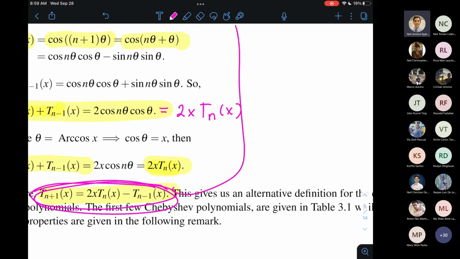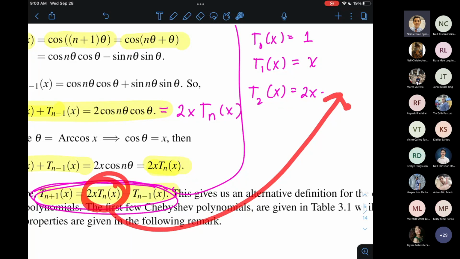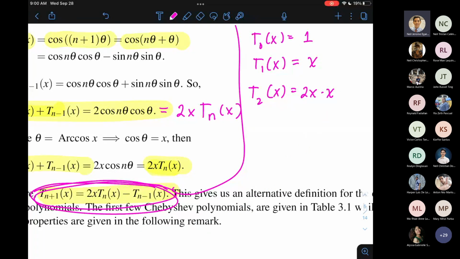Well, let's illustrate that. Okay, so alam na natin si T0 of x, the degree 0 Chebyshev polynomial is 1. The linear Chebyshev polynomial is x. So if you want to find T sub 2 or the quadratic Chebyshev polynomial, kailangan ko lang gawin yung 2x times the previous Chebyshev polynomial. So kailangan ko yung T sub n. So dito, ang n natin ay what? Ang n natin ay 1 kasi gusto ko si T2. So si 2 siya dapat si n plus 1. So equals siya sa 2x times the previous Chebyshev polynomial, which is x, minus the Chebyshev polynomial 2 steps ago. So this will just be minus 1. Alright? Again, we're looking for T2. So it's going to be 2x times T1 minus T0.